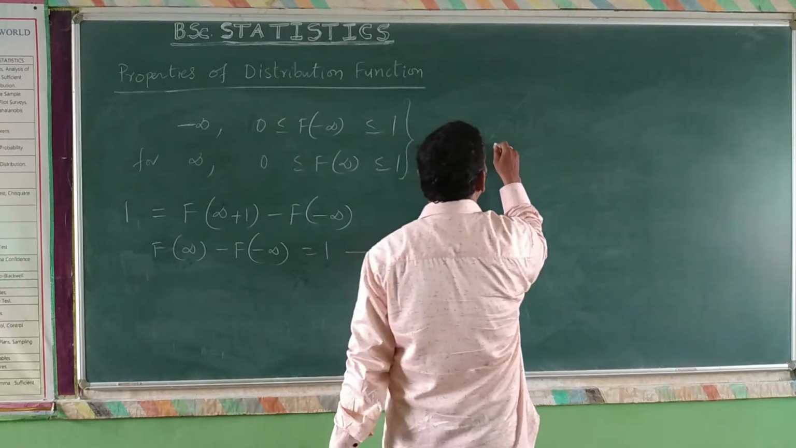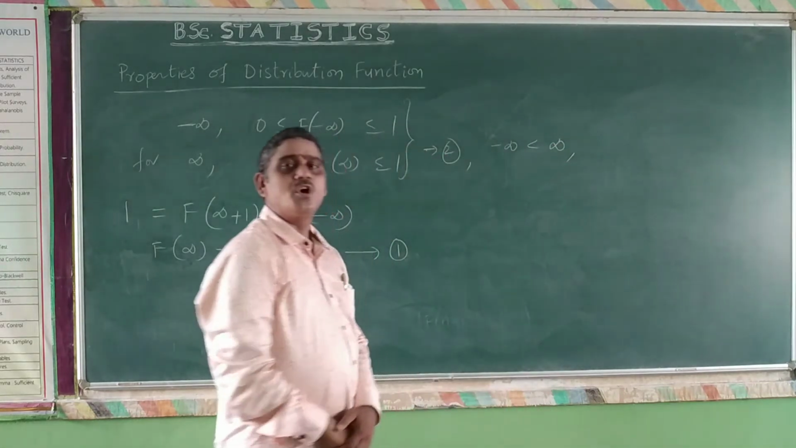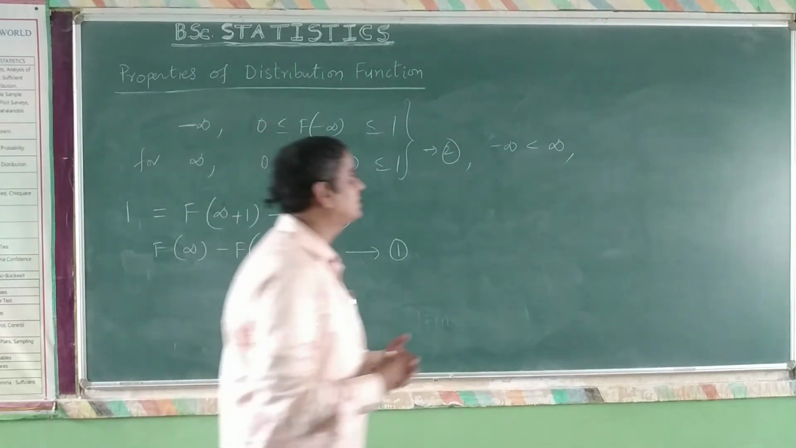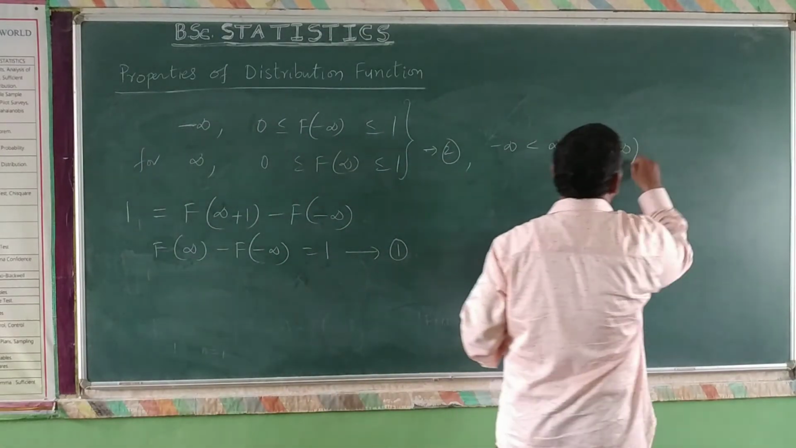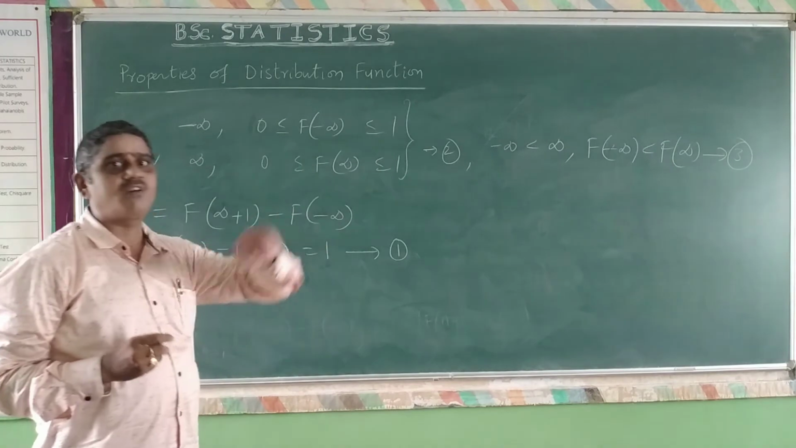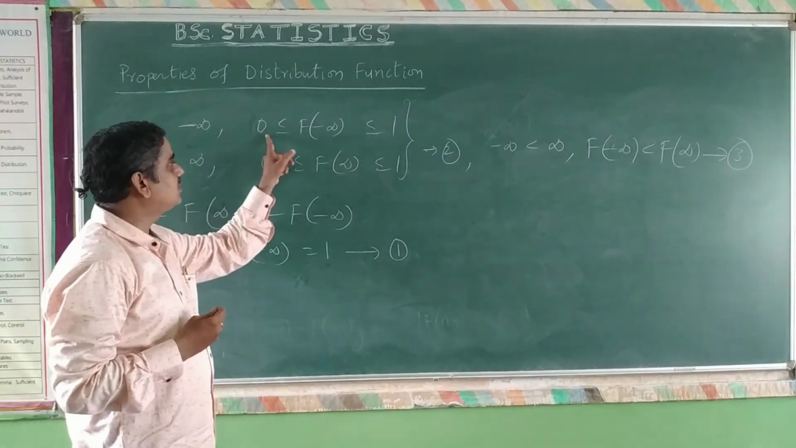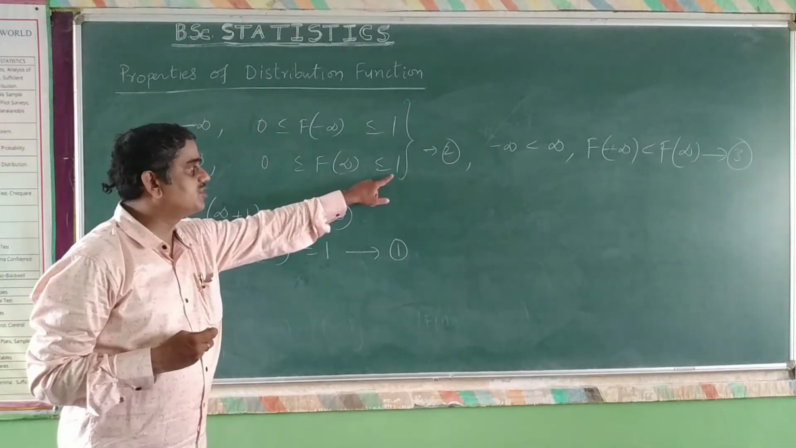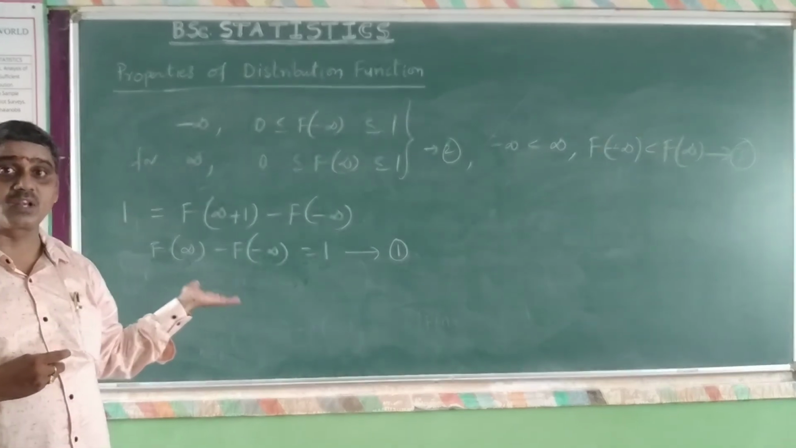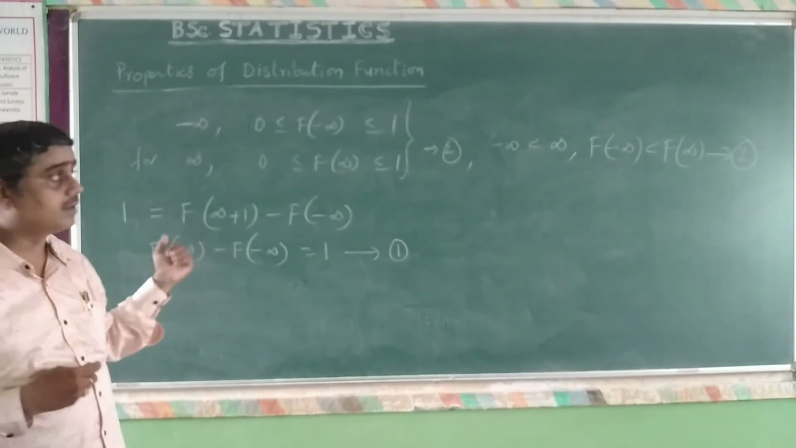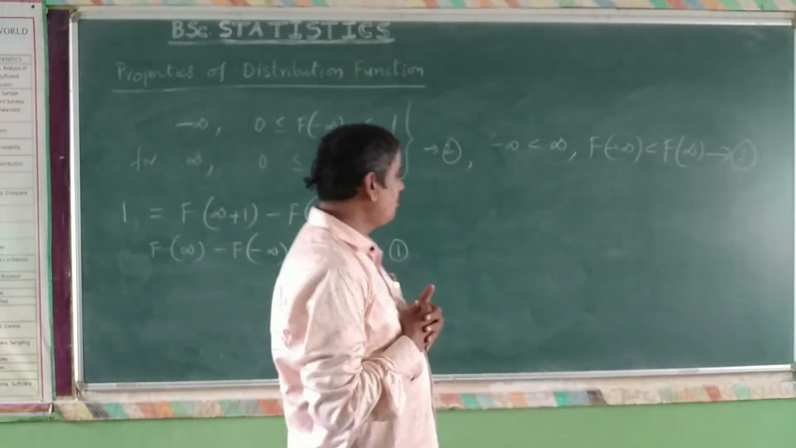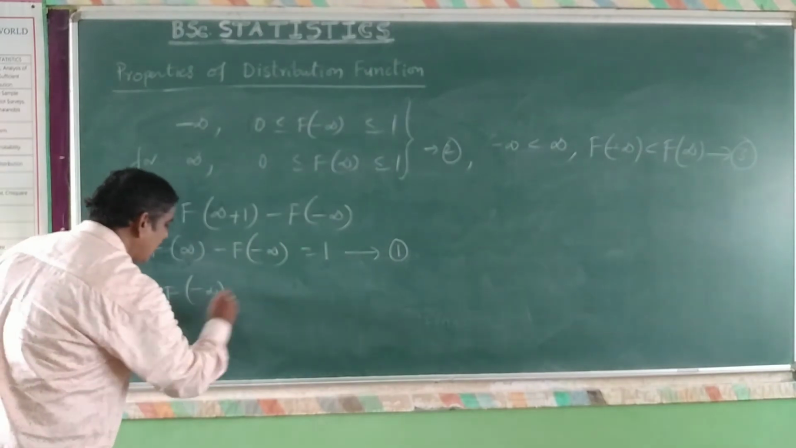And minus infinity is always less than infinity. For x less than y, another property of the distribution function states F of x is less than F of y. That is, F of minus infinity is less than F of plus infinity. Let us consider this equation 3. F of minus infinity is also between 0 and 1, F of infinity is also between 0 and 1, and F of infinity minus F of minus infinity must be equal to 1. This is the base equation. We got it from the results we have taken: minus infinity is less than infinity, then F of minus infinity is less than F of infinity.